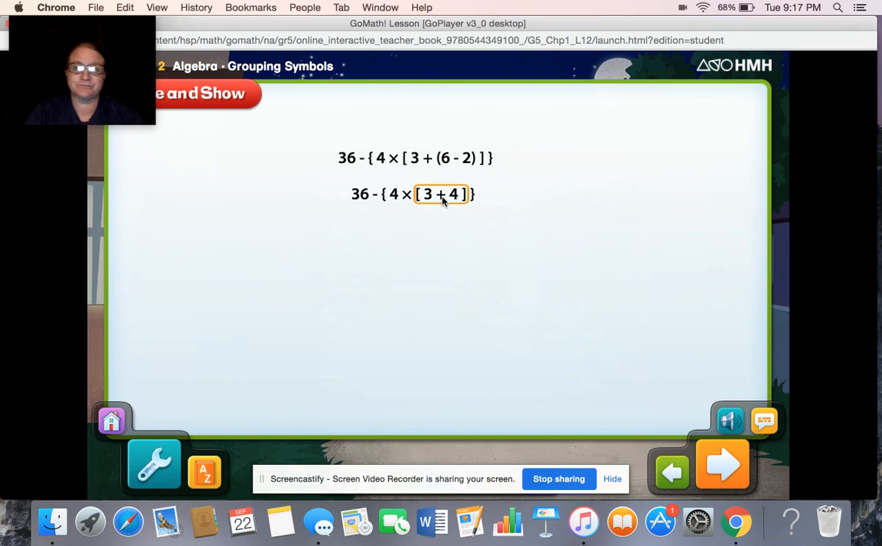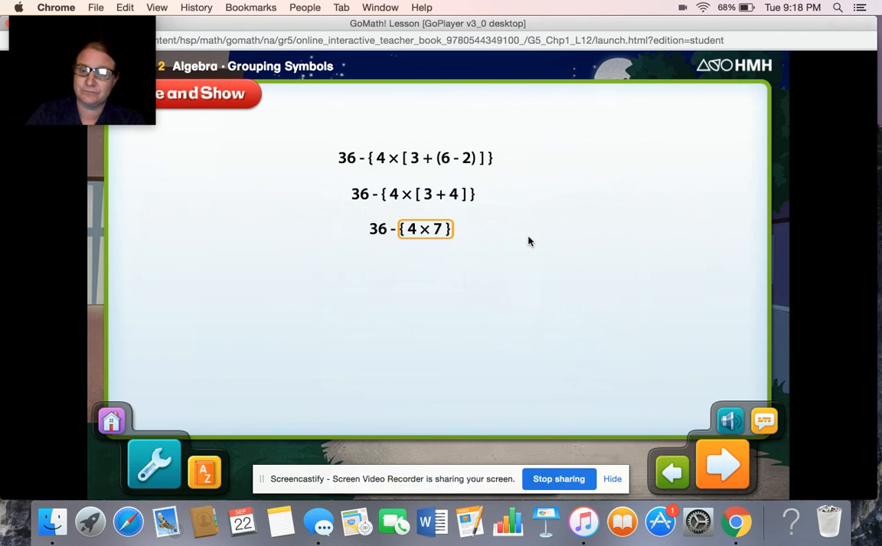That's right. The brackets are the innermost grouping symbol, so the operation that's within them is performed next. Perform the operation within the brackets. 3 plus 4, 3, 4, 5, 6, 7. So our answer is 7. That's right. 3 plus 4 equals 7. Click on the operation you should do next. So we are out of parentheses and we're out of brackets, but we still have braces. So we need to do what's inside the braces, which is 4 times 7.